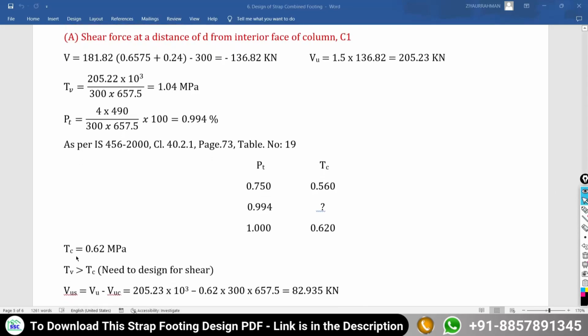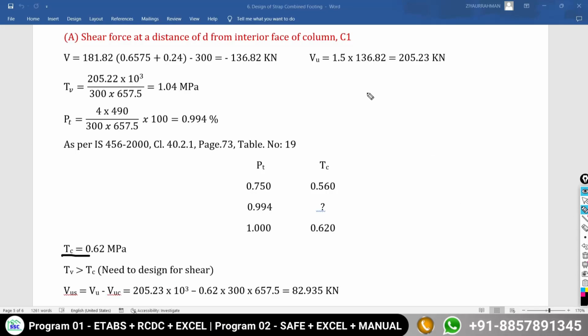Now here we have to compare the nominal shear and critical shear. Nominal shear is 1.04 and critical shear is 0.62. So whatever the action you are going to impose over your beam section is more than the capacity of the section. It means that we need to design the beam for the shear.